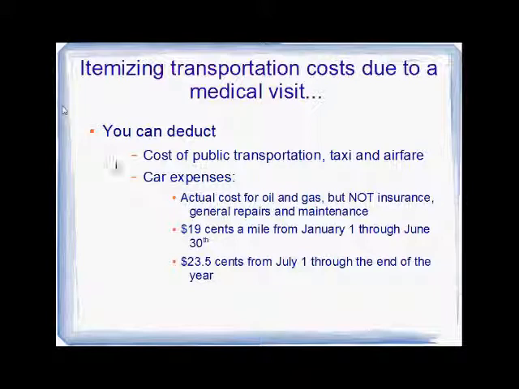Now, if you're driving there, you can deduct the actual cost of oil and gas, but not insurance, general repairs, and maintenance. Or you can deduct the standard car expense deduction, which is 19 cents a mile from January 1st through June 30th, or $23.50 a mile from July 1st through the end of the year.